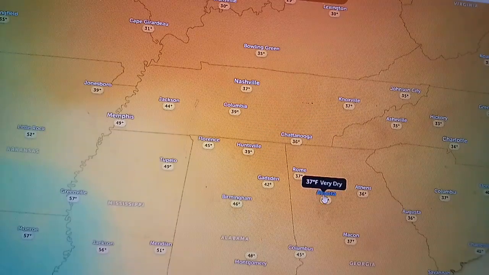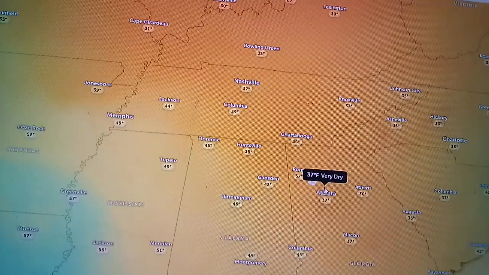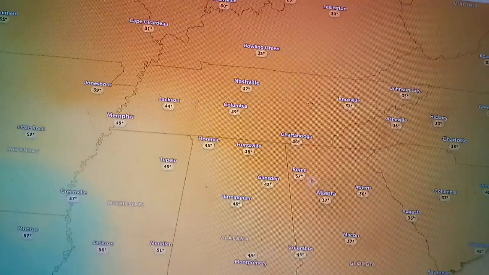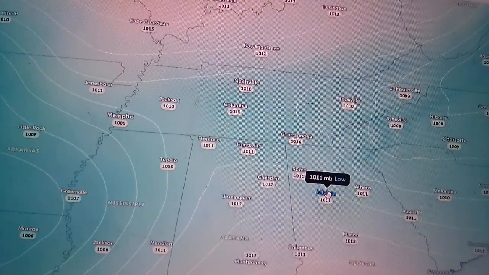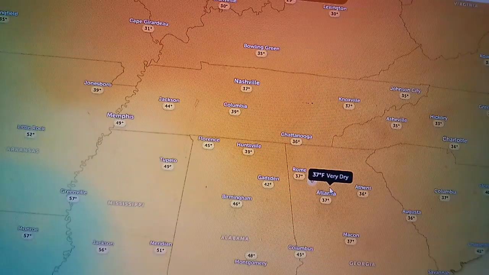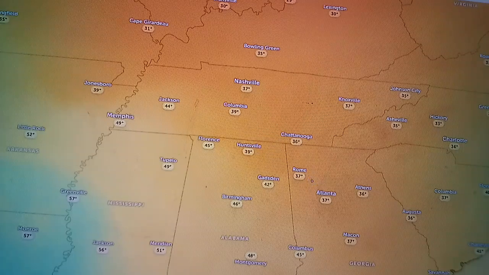Humidity. Humidity is 37%. Very dry. Dry conditions. In fact, so dry that the weatherman was encouraging people to not shoot off fireworks yesterday. Pressure is actually low. So we've got low pressure and low humidity. And let's go back to the satellite.